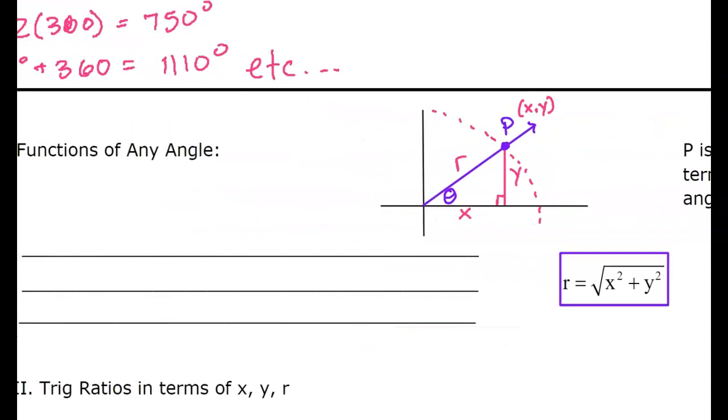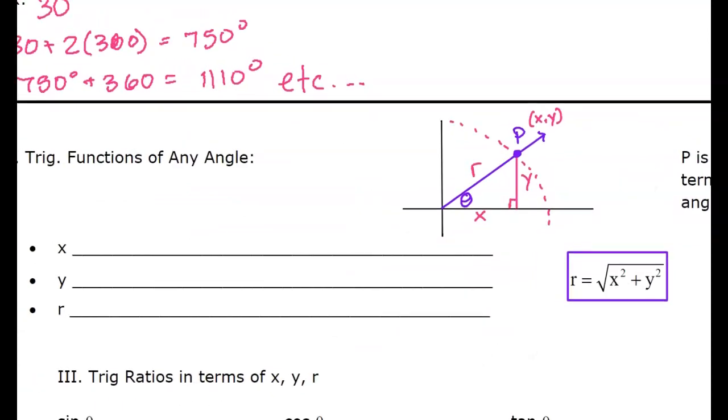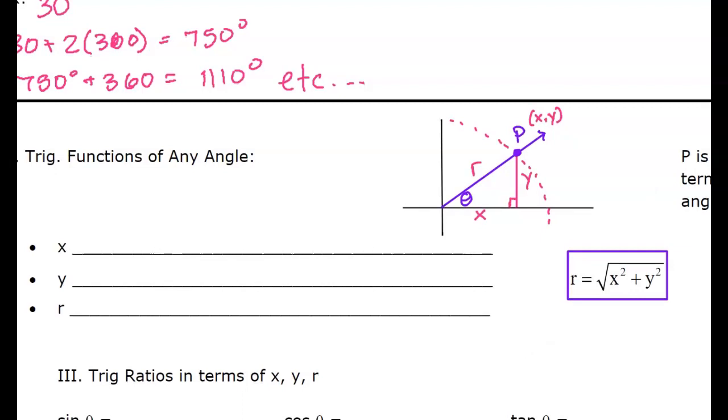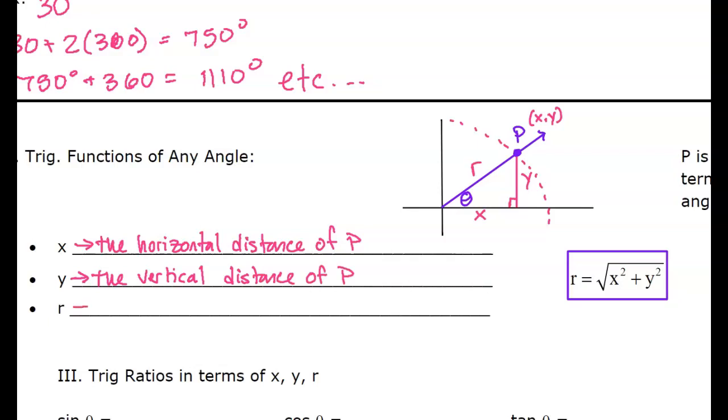Knowing all this, we can define x as the horizontal distance of P. We can define y as the vertical distance of P. And r is the distance from the origin to point P.